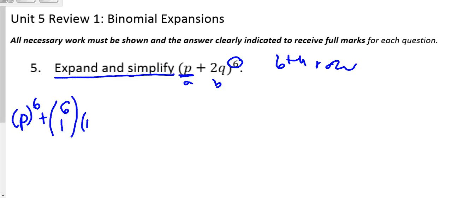Times, we had P to the 6th, now we have P to the 5th. And don't forget 2q needs to be added in now to the 1st. And we know that we're doing this correctly because if we add 5 and 1, we will get 6. At least for the powers anyways. So now we need to do the rest.